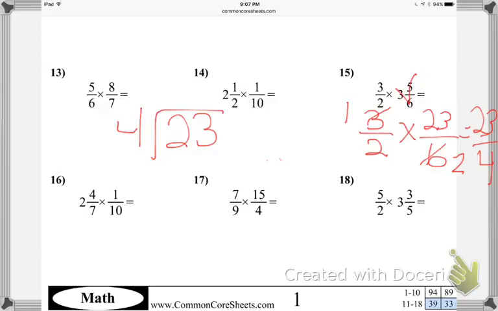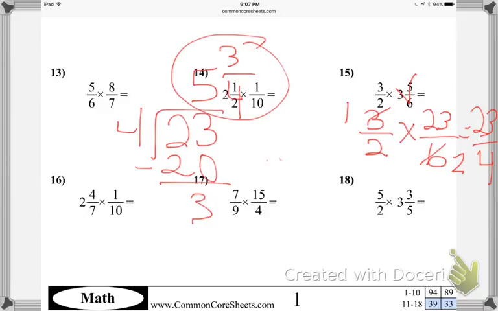4 goes into 23 5 times, which is 20. I subtract, and I have 3 left. Since we're working with fractions, we're going to leave our answer in fraction form. So I'm going to take the remainder of 3, make it my numerator, and the denominator of 4. And 5 3/4 is the same thing as 23/4. One's an improper fraction, one's a mixed number. You will always leave your final answer in mixed number form.